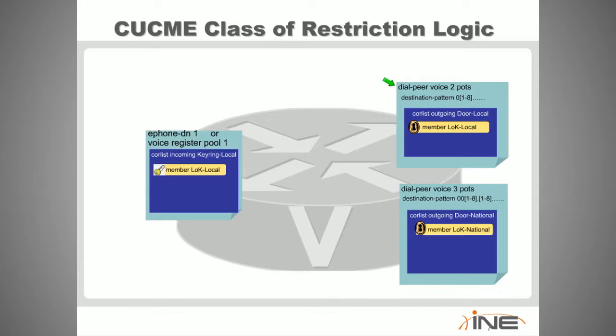And on this POTS dial peer, we've got a door. We see it called CoR list outgoing because we're going to be leaving through this door, but the door is named local. So door-local, and a member of this door, or a lock on this door, is something called LOK local. And LOK stands for lock or key. Okay? And we're always going to name things lock or key, or you could name them lock key, however you want to call it. That's intuitive and helps you remember.